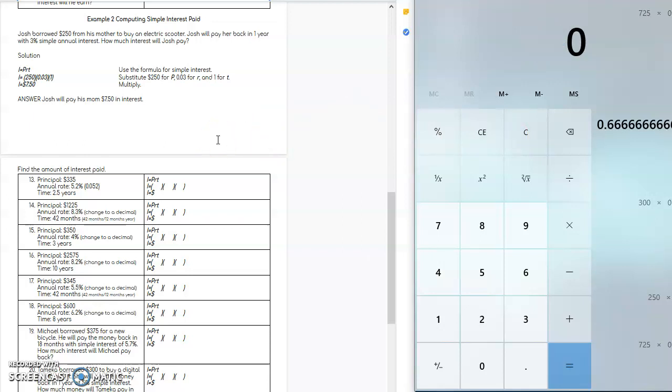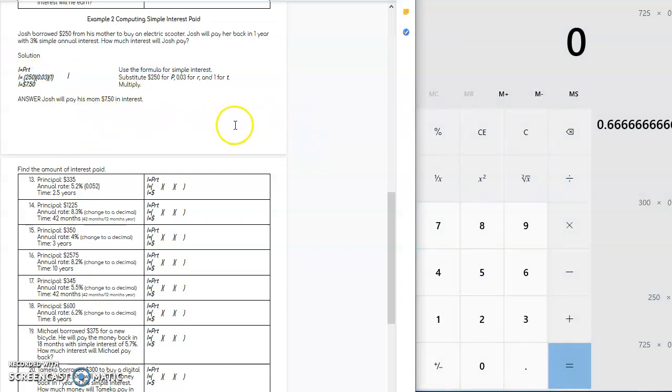Josh borrowed $250 from his mother to buy an electric scooter. Josh will pay her back in 1 year with 3% simple annual interest. How much interest will Josh pay? So it's already in years, so we don't have to do anything there. So we're simply going to work through our equation I equals PRT.